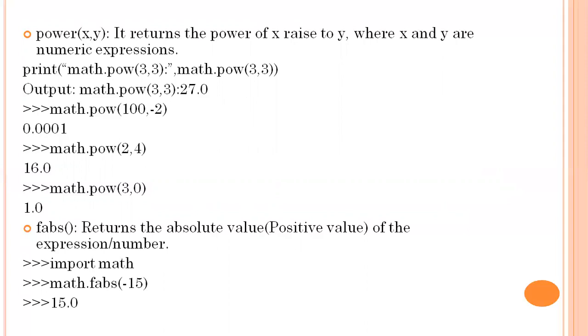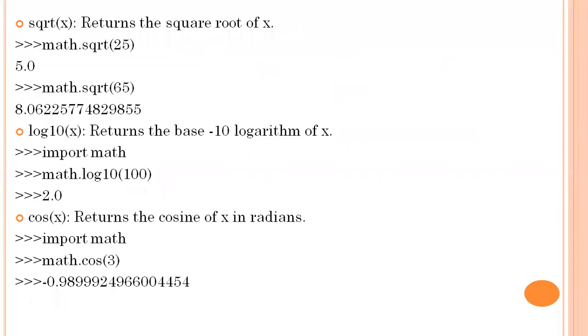Next is fabs, the absolute value in floating point. It returns the absolute value, that is the positive value, of the expression or number. Import math; math.fabs(-15) will return 15.0. Square root: if we want to calculate the square root of any number, we can simply write math.sqrt(25), and it will calculate the square root of 25.